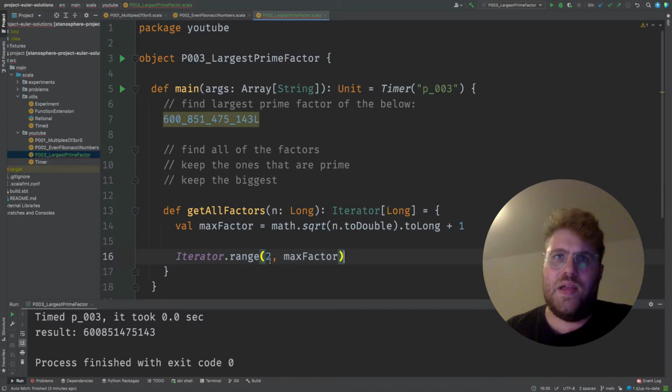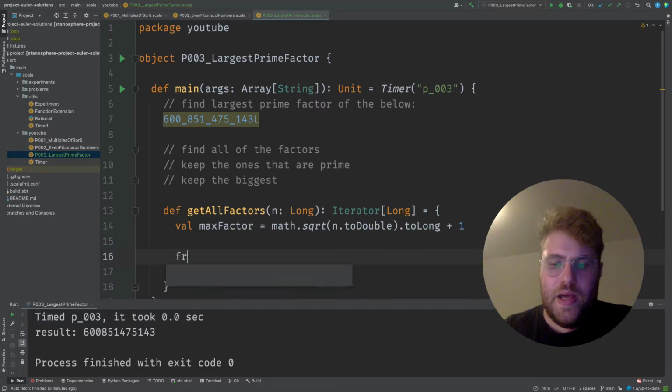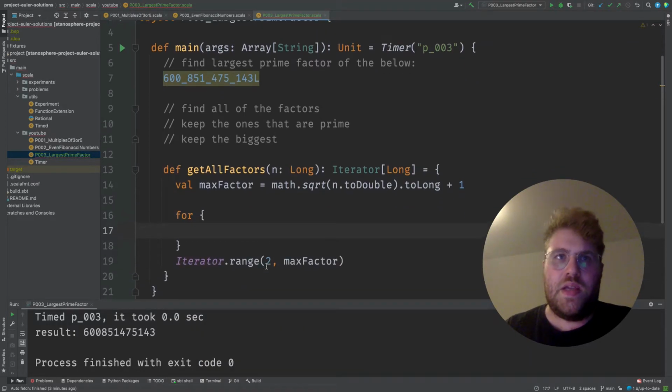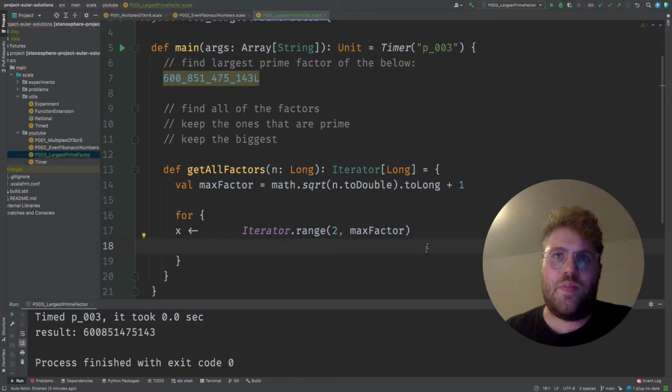You'll see why in a sec. And if you don't know what a for comprehension is, I will explain it. So we're going to take our x from right over here. These are our test things that we're going to try dividing n by. And then we're going to say, and I'll explain the syntax later.